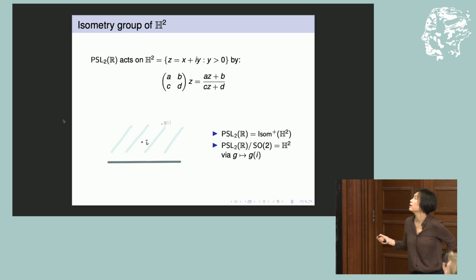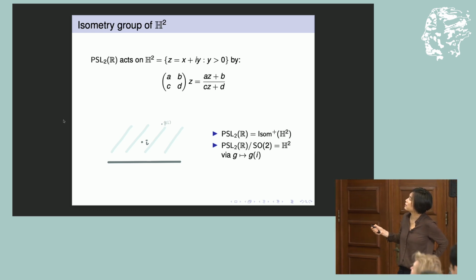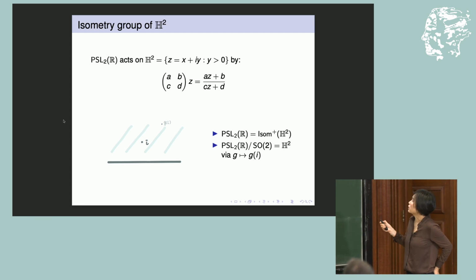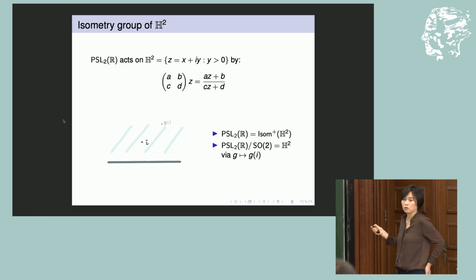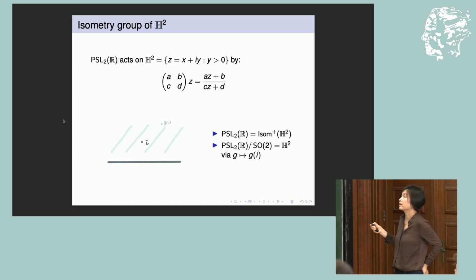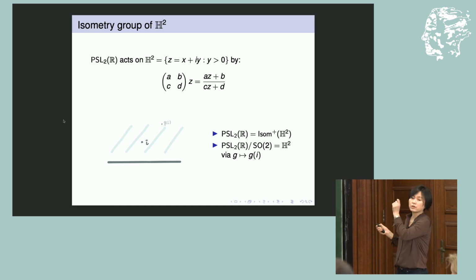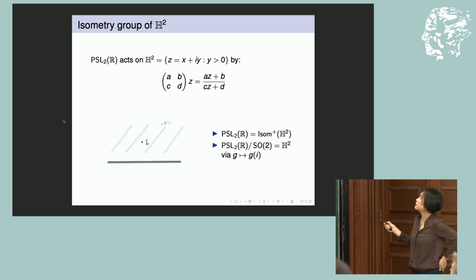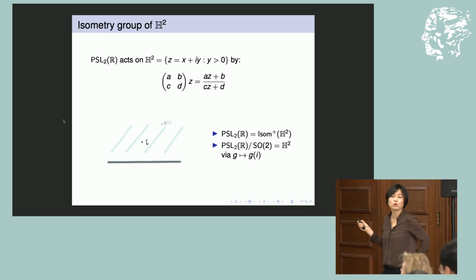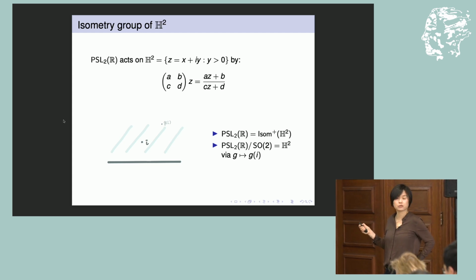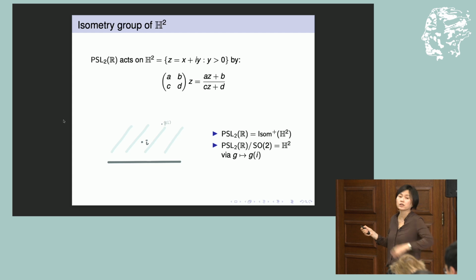So if A, B, C, D is an element of PSL2R, then it's going to map z to (az + b) over (cz + d). Okay? So using the fact that this is a determinant 1 real matrix, one can check that if z has a positive imaginary part, then this resulting complex number will also have a positive imaginary part. So PSL2R indeed preserves H2.